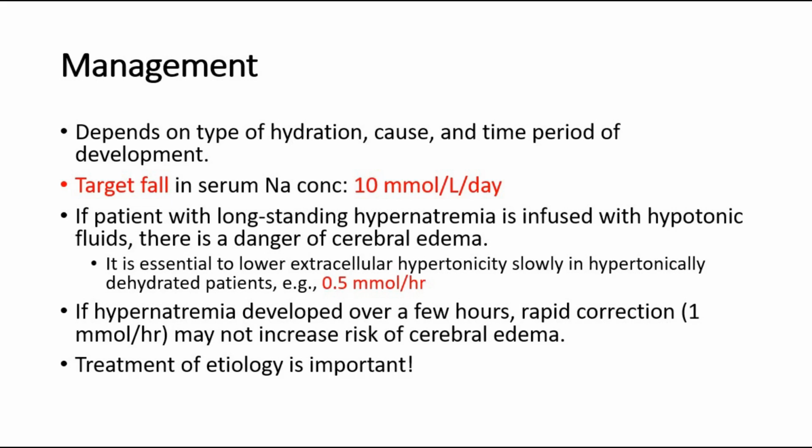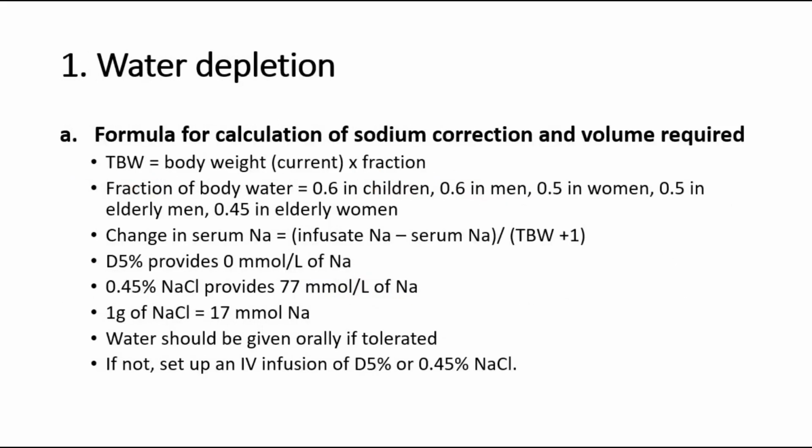Remember, treatment of etiology is important. The etiology can be due to water depletion or salt gain. First we look at how to manage water depletion. This is the formula for calculation of sodium correction and volume required. Total body water equals current body weight times fraction of body water. This fraction of body water differs with age and gender. It is 0.6 in children, 0.6 in men, 0.5 in women, 0.5 in elderly men, and 0.45 in elderly women. Let's go through once first and later I will show an example scenario for better understanding.